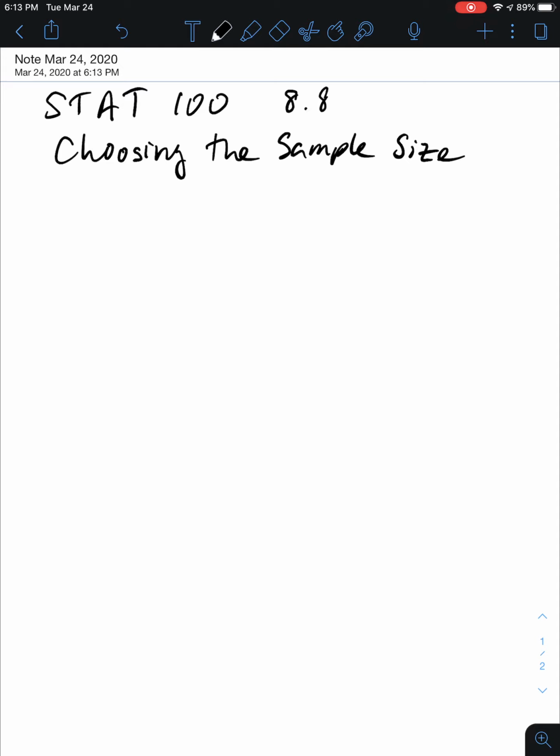I am now doing section 8.8, the completion of chapter 8. This is choosing the sample size. We have skipped, as I mentioned, sections 8.6 and 8.7, which are not in the course. So we went directly from 8.5 now to 8.8.